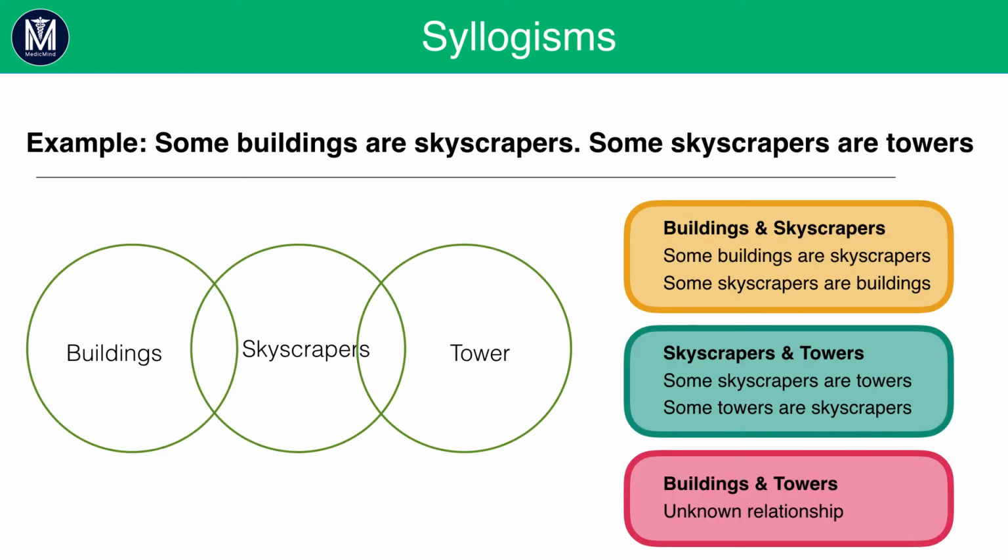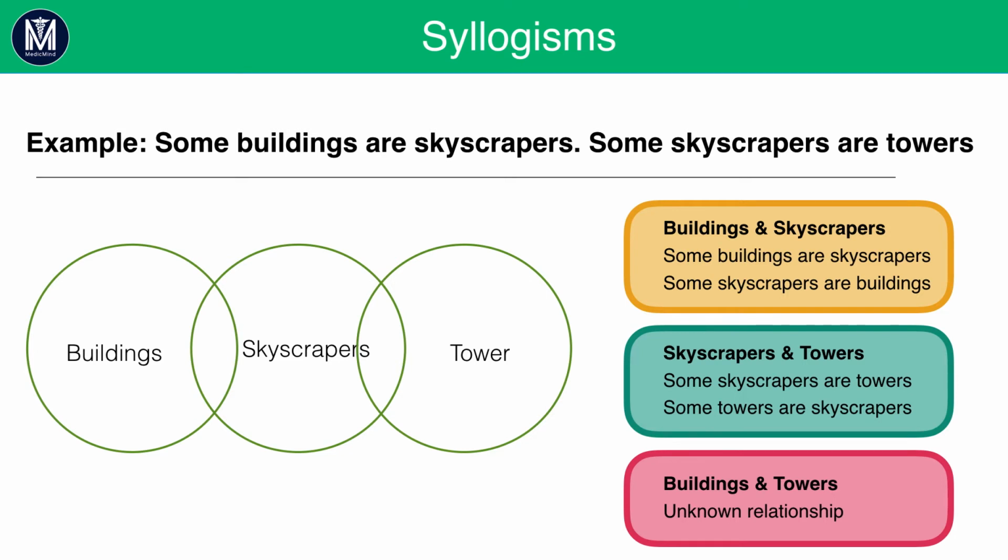An example for this type. Some buildings are skyscrapers, some skyscrapers are towers. Now, look at this straight away. We know that some buildings could be towers, but it's an unknown relationship. We don't know for sure.